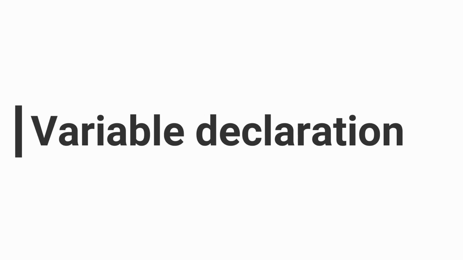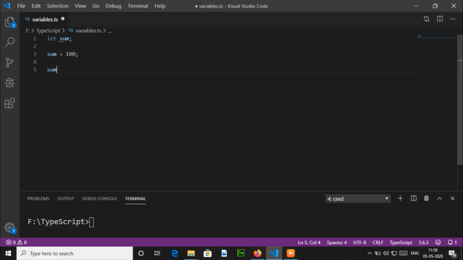Now we will learn how to declare a variable and different types and some of the things we can do with types. Let's say a variable sum. Sum is equal to 100. Sum is equal to a string, that is ABC, and then a boolean true. These are all valid JavaScript. JavaScript doesn't care what value is assigned to any variable because there is no concept of types.